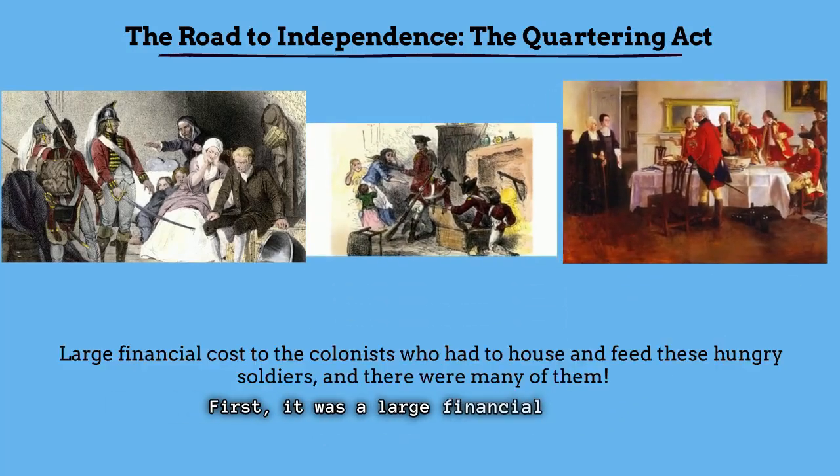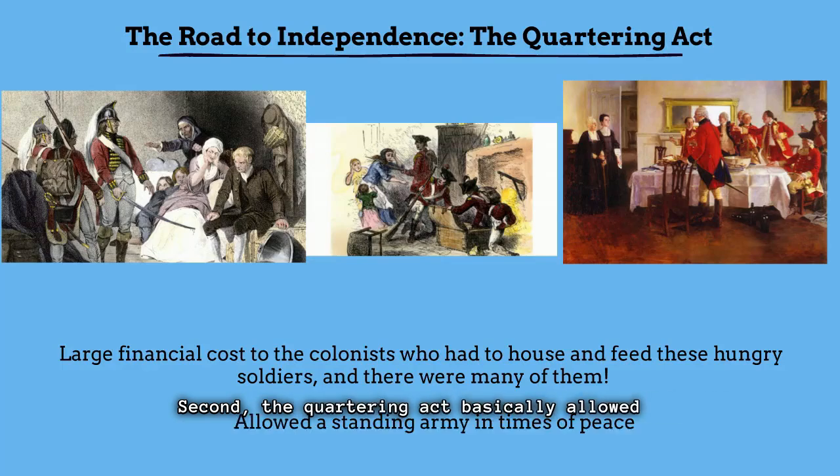First, it was a large financial cost for the colonists because they had to feed and house a growing number of soldiers, and there were more and more of them every day. Second, the Quartering Act basically allowed a standing army in a time of peace.